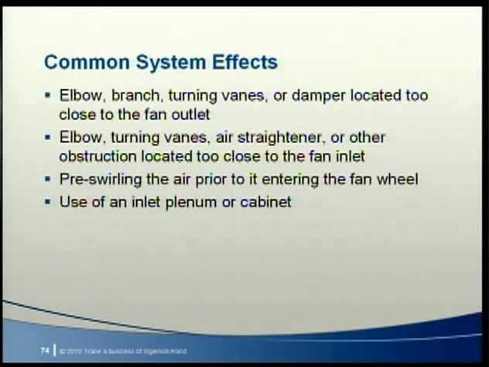If an elbow, a branch, turning vanes, or a damper is located too close to the fan outlet, this system effect should be accounted for during fan selection. Likewise, if an elbow, turning vanes, air straightener, or other obstruction is located too close to the fan inlet, this system effect should also be accounted for. Additionally, the effects of pre-swirling the air prior to entering the fan wheel or the use of an inlet plenum or cabinet must also be considered.